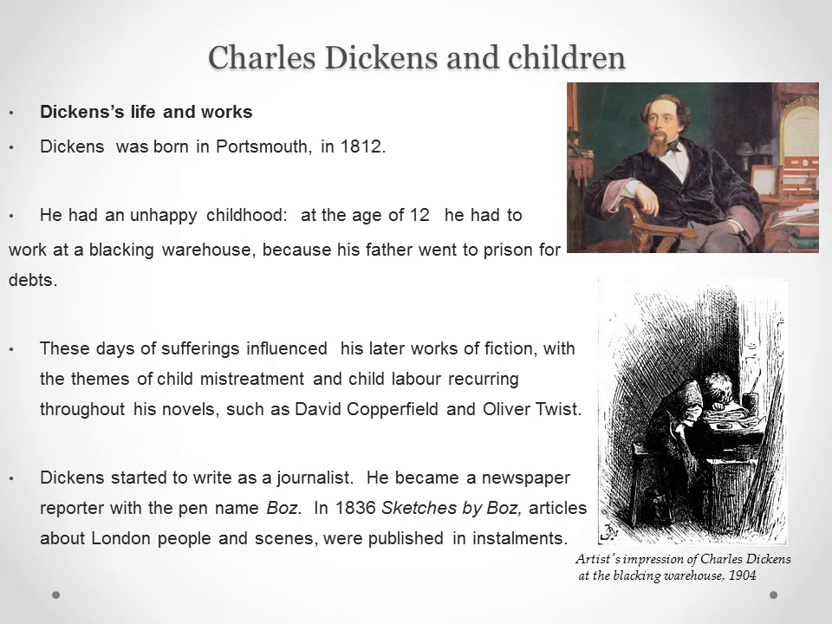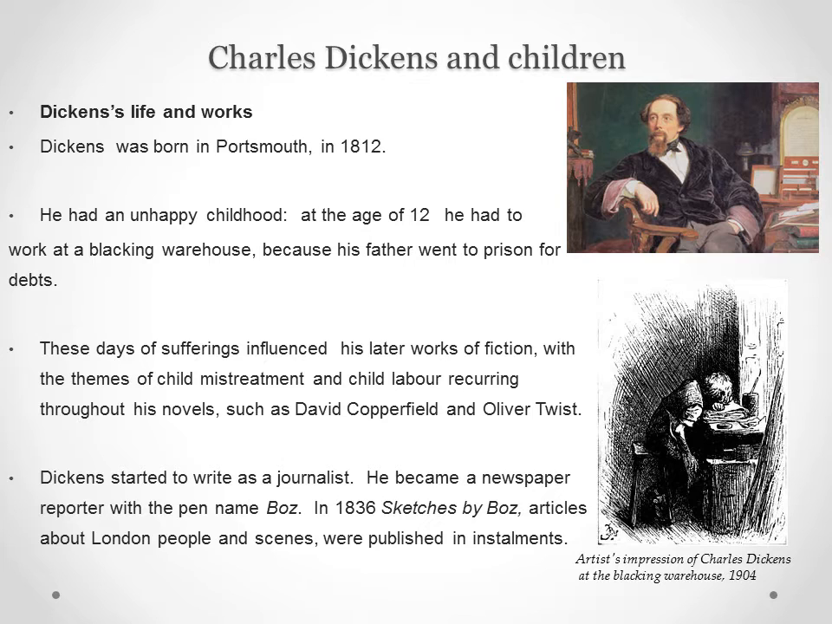Dickens's life and works. Dickens was born in Portsmouth in 1812. He had an unhappy childhood. At the age of 12, he had to work at a blacking warehouse because his father went to prison for debts. These days of sufferings influenced his later works of fiction, with the themes of child mistreatment and child labor recurring throughout his novels, such as David Copperfield and Oliver Twist.